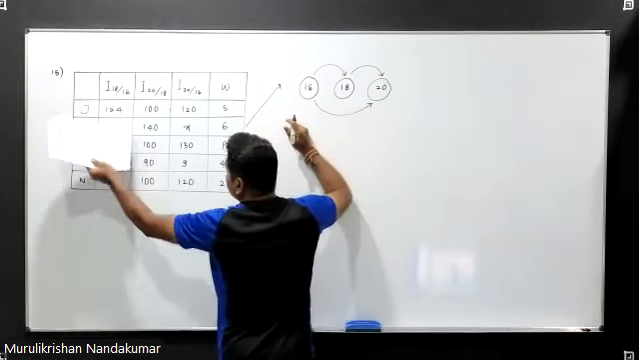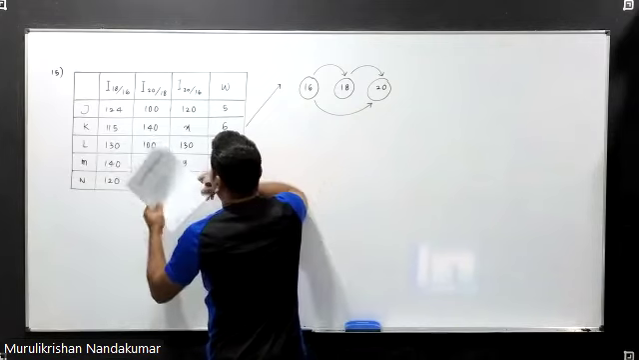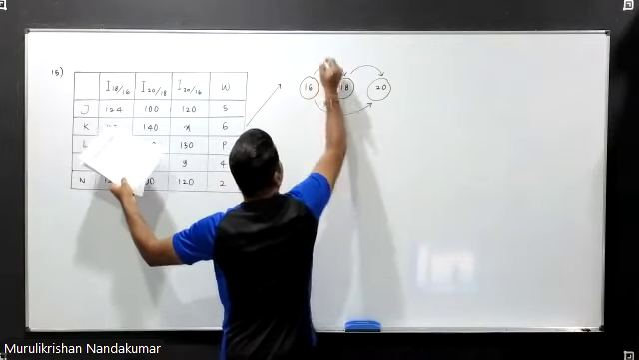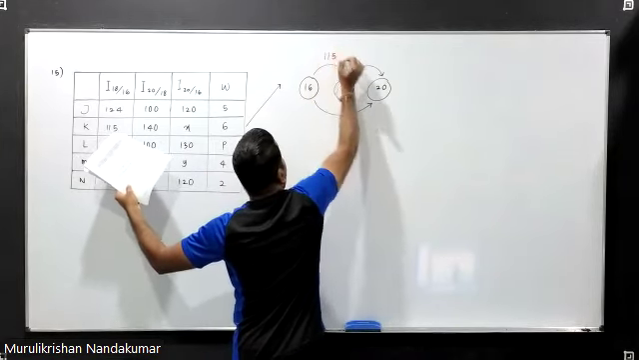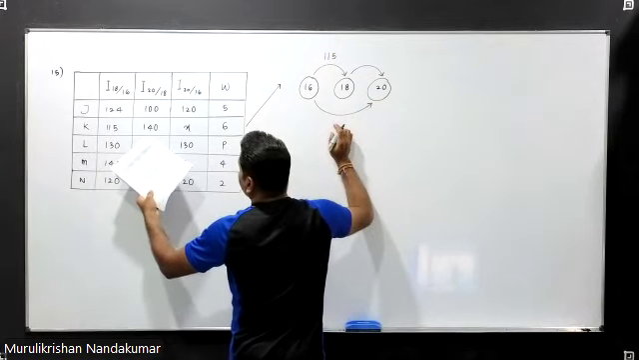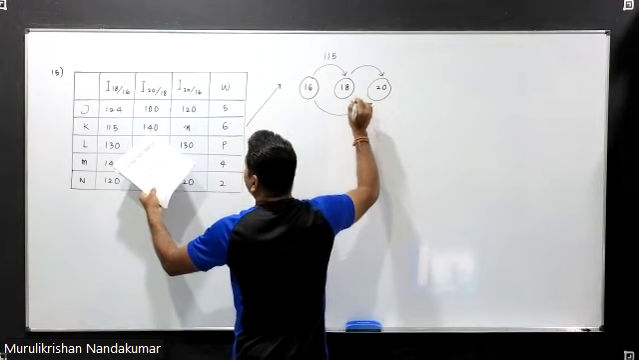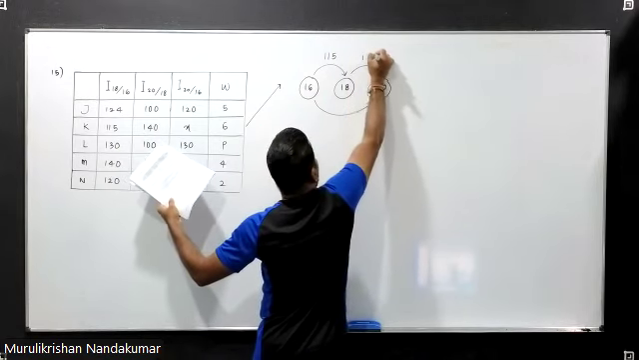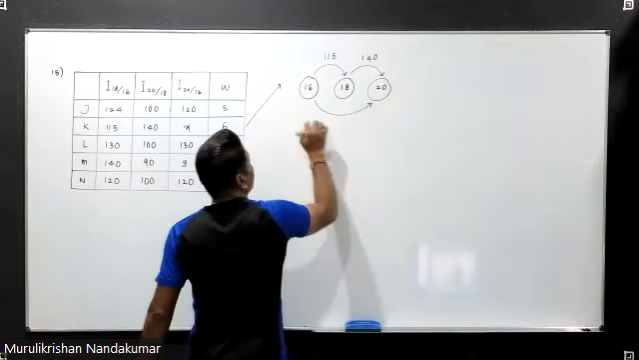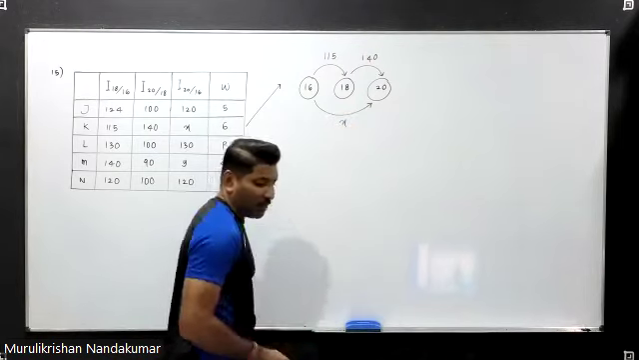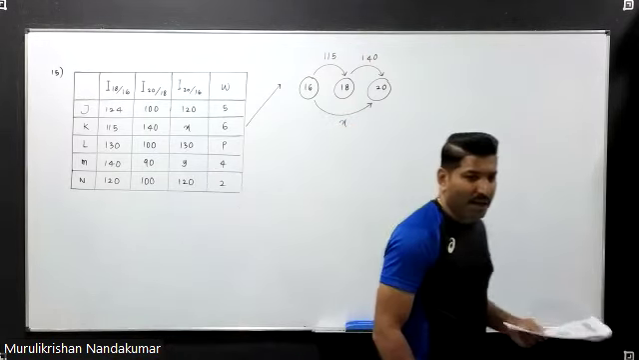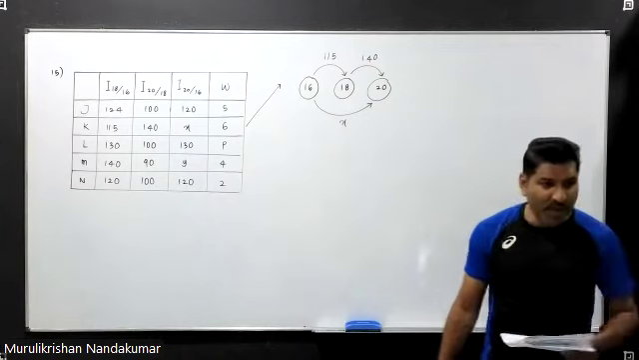Okay, this one is 18/60. 18/60 is 115. This one is 20/80, and 20/80 is 140. And this one is 20/60, which is X. So this one you can do, right?